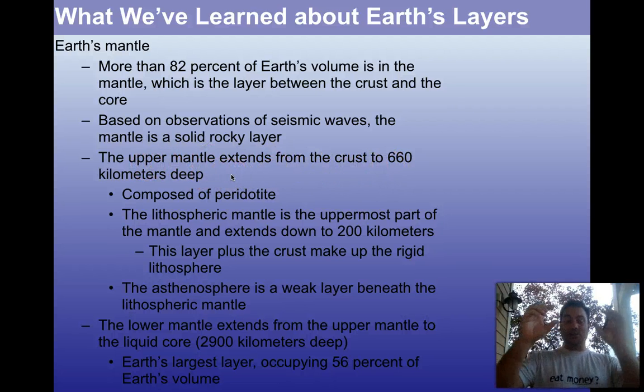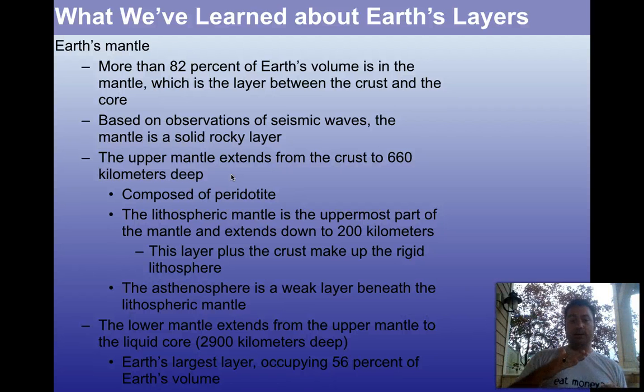So there's actually two separate mantle layers. One from the crust all the way down to 660 kilometers, so there's a kind of an upper crust, or I'm sorry, upper mantle, and then there's a lower mantle, and that upper mantle is composed of peridotite, which is basically an all-olivine rock. The lithospheric mantle is the uppermost part of the mantle and extends down to 200 kilometers, so we've actually been able to learn a lot about this stuff in the asthenosphere.